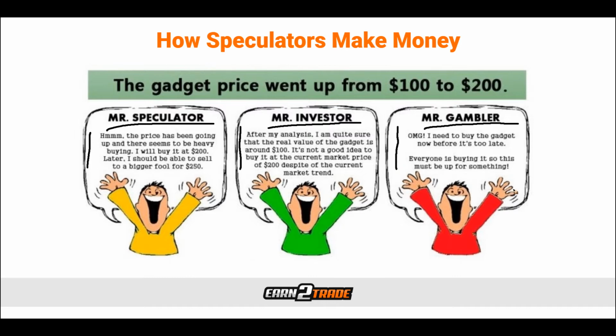And then Mr. Gambler says, oh my god, I need to buy this gadget now before it's too late because everyone is buying, so I must buy, with no logical plan. This is a very rough way to kind of showcase some of the differences, but how do speculators make money?